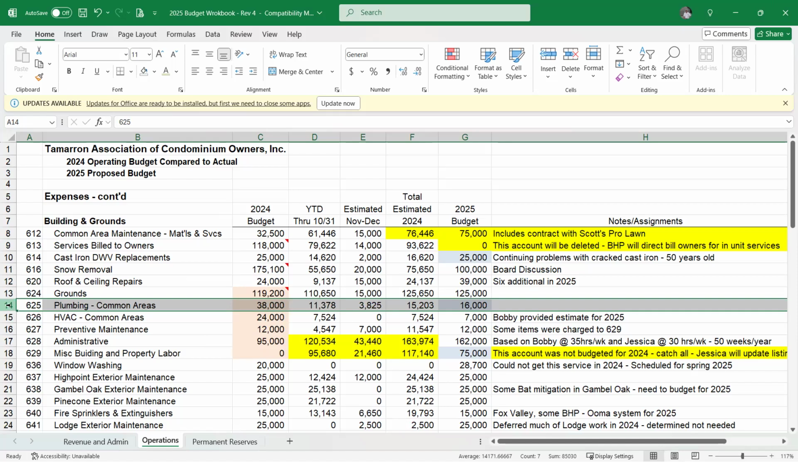Okay. So 625 stays where it is. Yes. Okay.